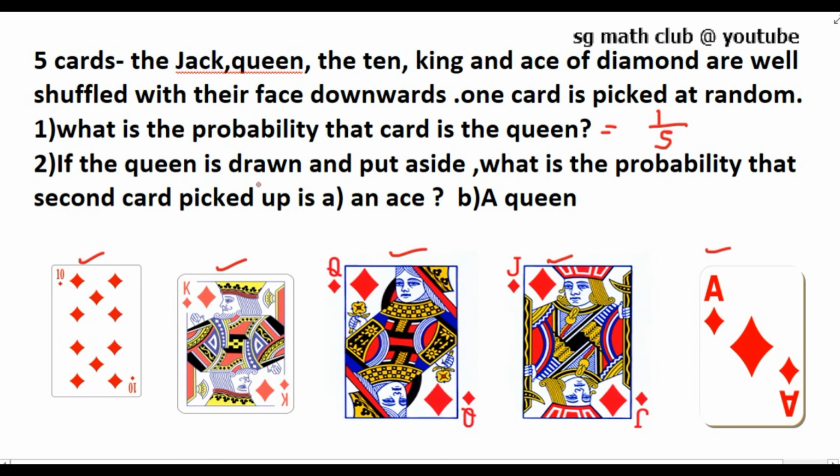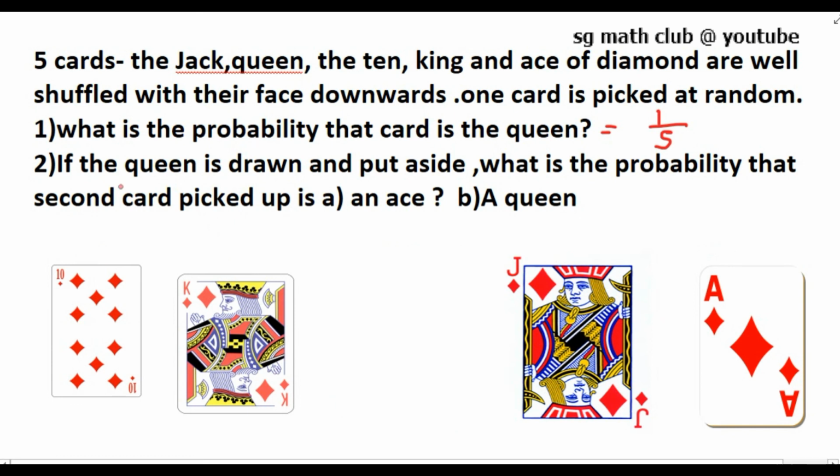If the Queen is drawn and put aside, what is the probability that the second card picked up is an Ace? So the Queen we have taken aside. Now we have only 4 cards. So how many cards are left? Only 4 cards. Now, from this, how many Aces are there? Only 1. So the answer is 1 by 4.